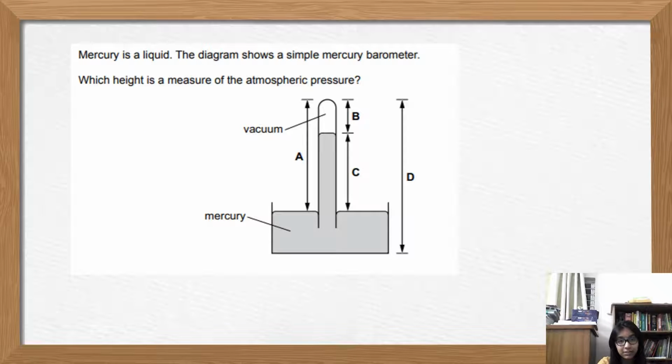Mercury is a liquid. The diagram shows a simple mercury barometer, whose height is a measure of the atmospheric pressure. It is a general rule that the height of the mercury liquid column is the only height giving us the atmospheric pressure from the barometer. And so our answer should be none other than option C.